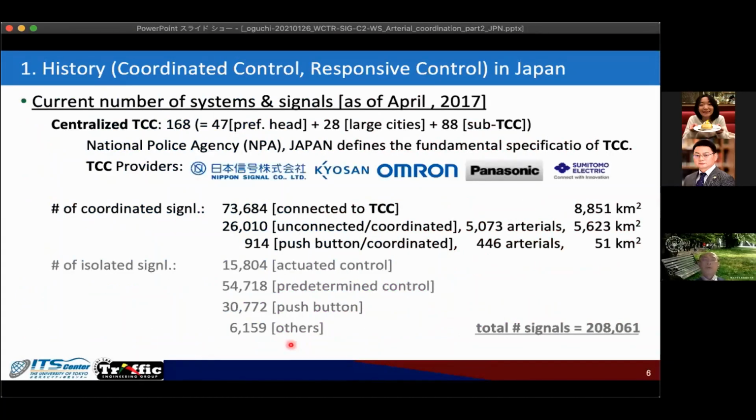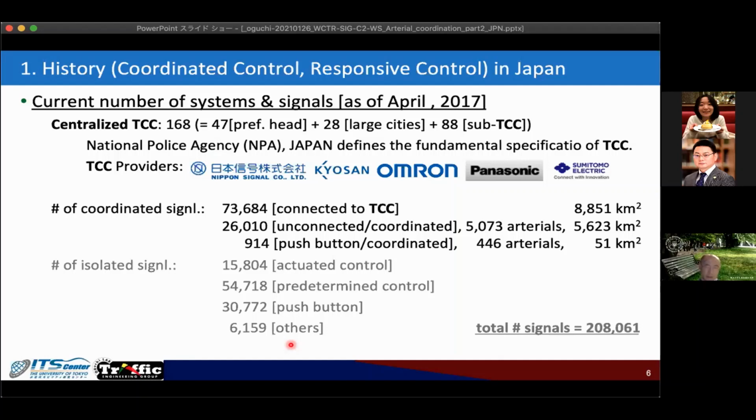Okay, so I will also introduce the Japanese situation at this moment. This number is also introduced in the first published book by WCTRS, as Kesha mentioned. We have centralized traffic control centers. Basically, every prefecture in Japan, we have 47 prefectures, has a head center and some sub control centers, or also a subset of centers in large cities, so the total number comes to 168. As I mentioned, the National Police Agency has responsibility for this, and the main machines and systems of any of those centers are provided by these 5 Japanese industries.